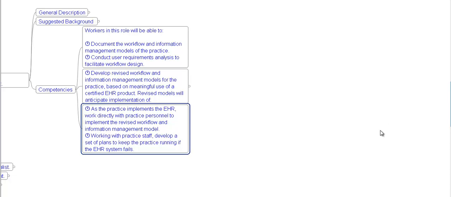As a practice implements the EHR, work directly with practice personnel to implement the revised workflow and information management model. Working with the practice staff, develop a set-up plan to keep the practice running if the EHR system fails.